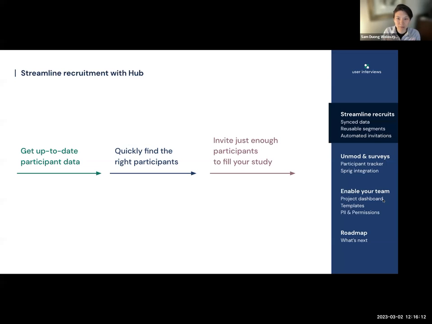So in summary, we've covered how teams are building the dream of streamlined recruiting. We've got the right data synced into our hub. We've used that data to find the right participants and save them into reusable segments. And then we've used automations to invite just enough of those participants to fill our studies. And now I'm going to walk us through an end-to-end demo of how all of this comes together.